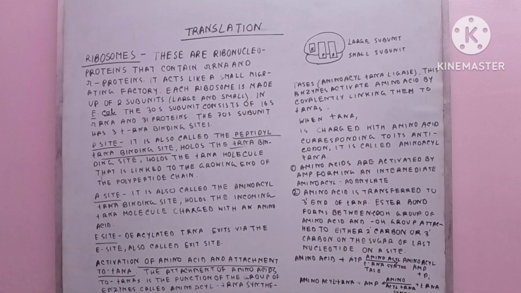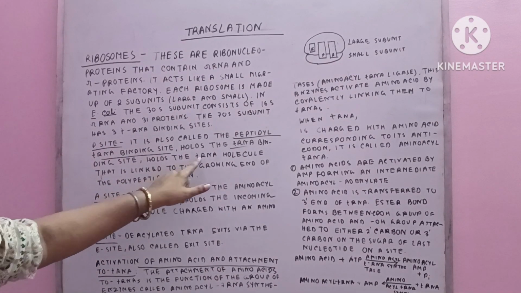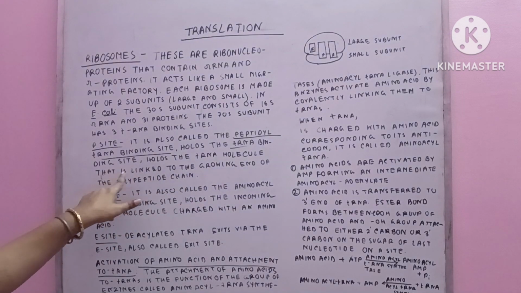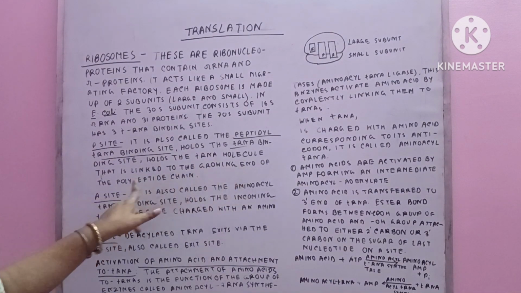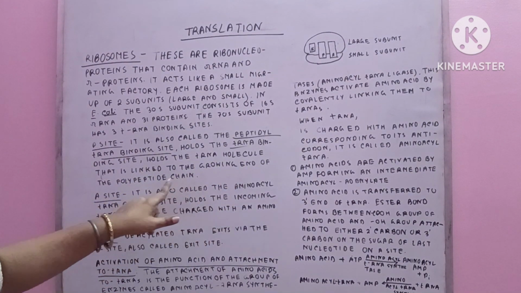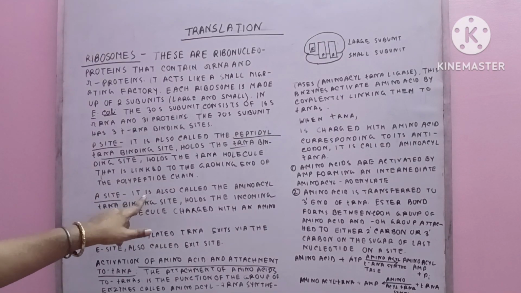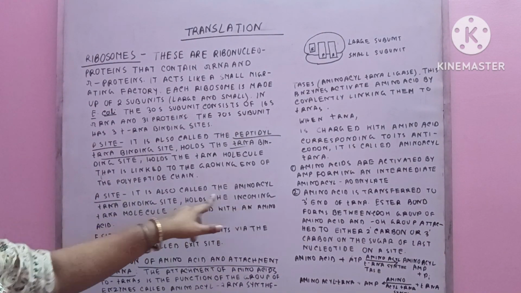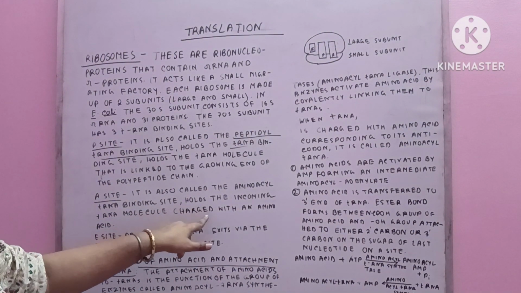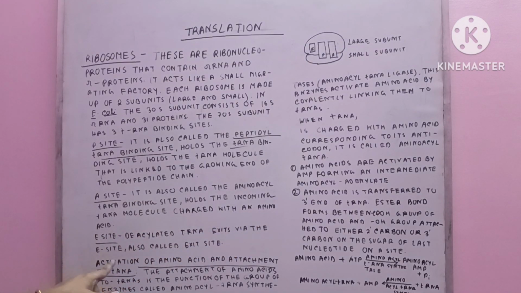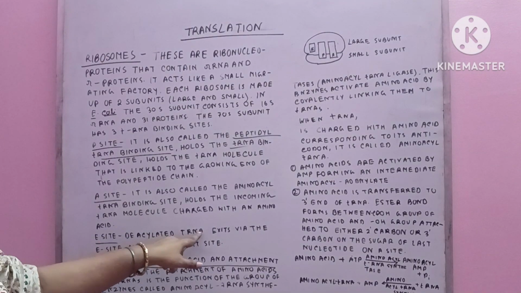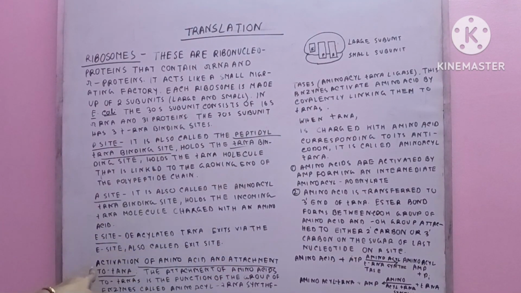Now, what is the function of the P site, A site, and the E site? The P site holds the tRNA molecule that is linked to the growing end of the polypeptide chain. The A site holds the incoming tRNA molecule that is charged with an amino acid. And the E site is the exit site, because deacylated tRNA exits via the E site.